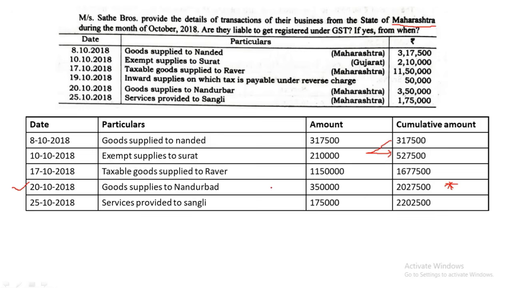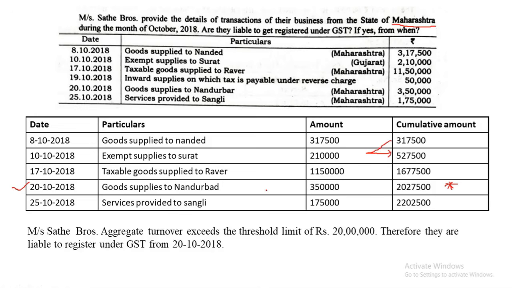So Sate Brothers' aggregate turnover has actually exceeded the threshold limit. The moment it gets exceeded, he has to register under GST. So see our final statement: Sate Brothers' aggregate turnover exceeded the threshold limit of 20 lakhs. Therefore, they are liable to register under GST from 20th October 2018.